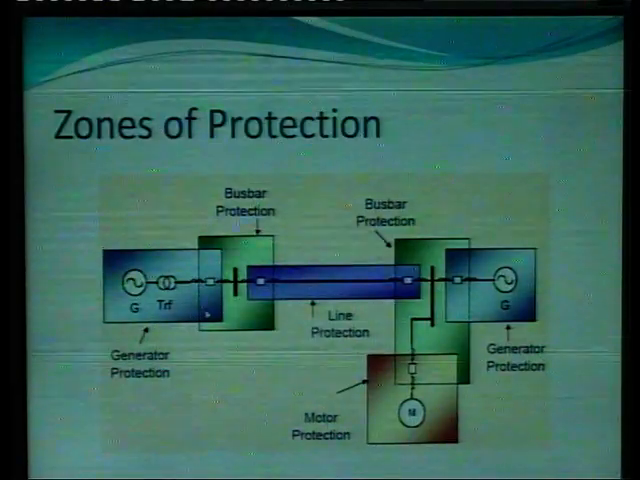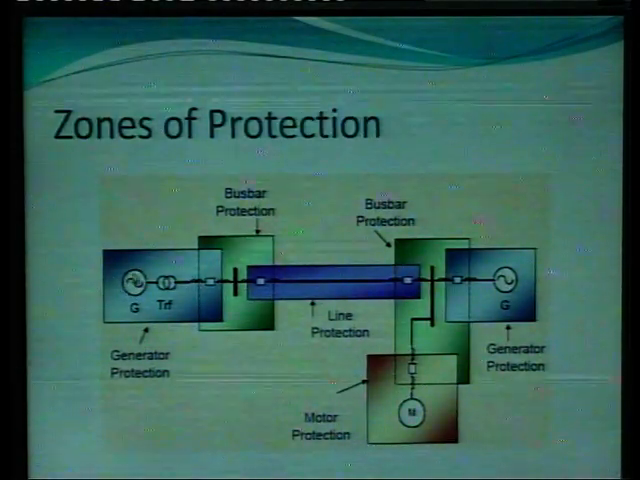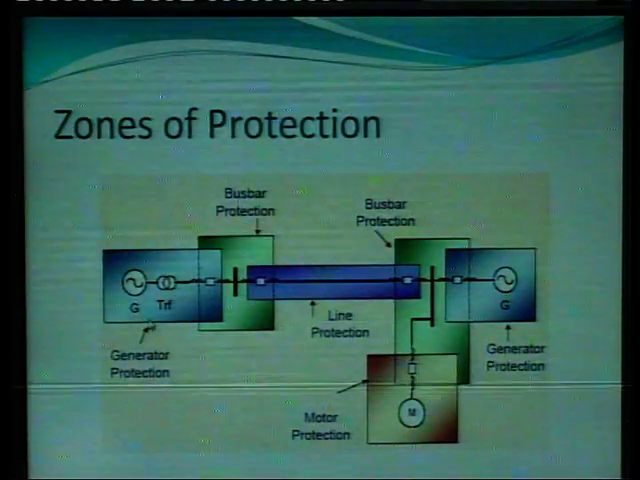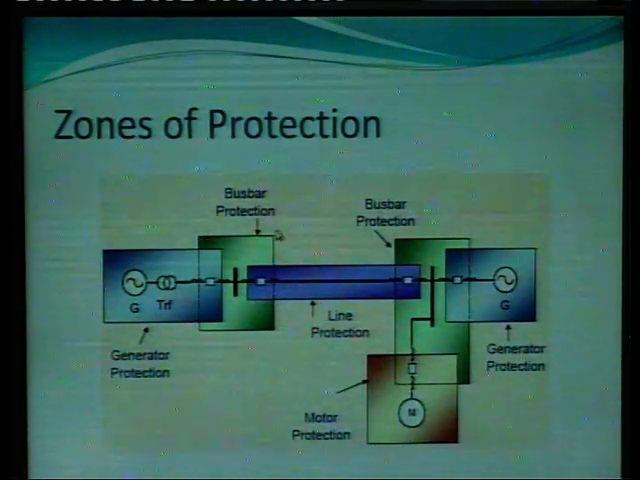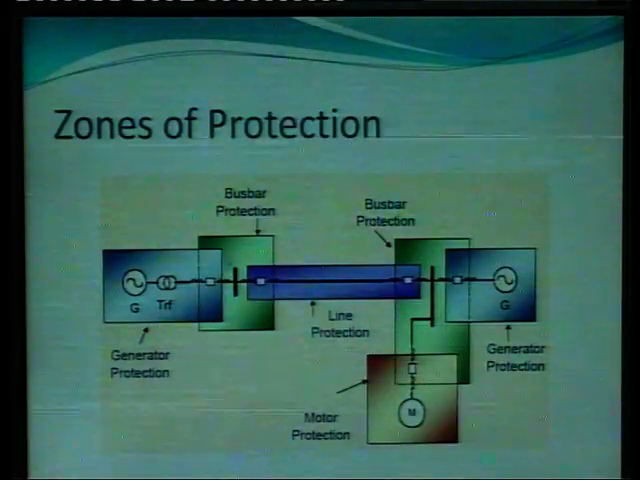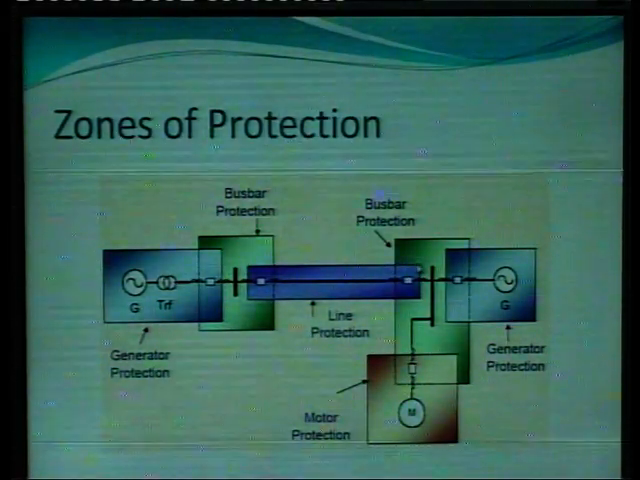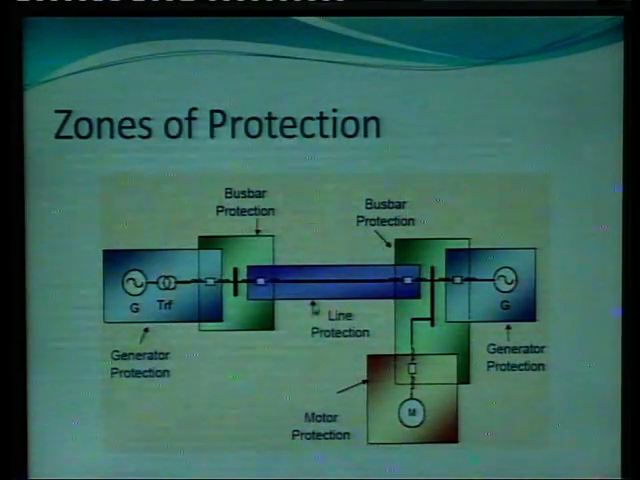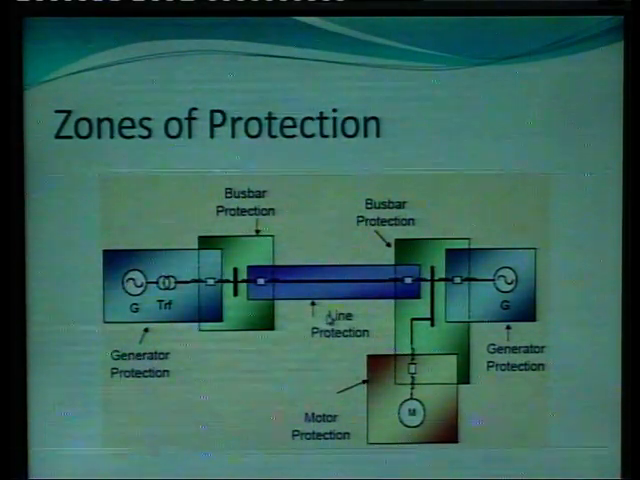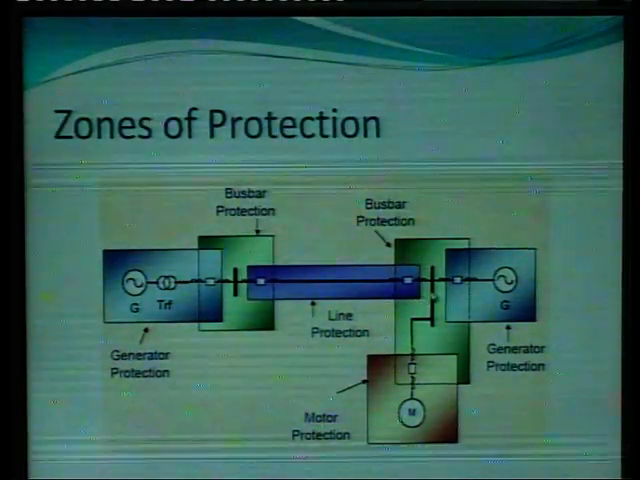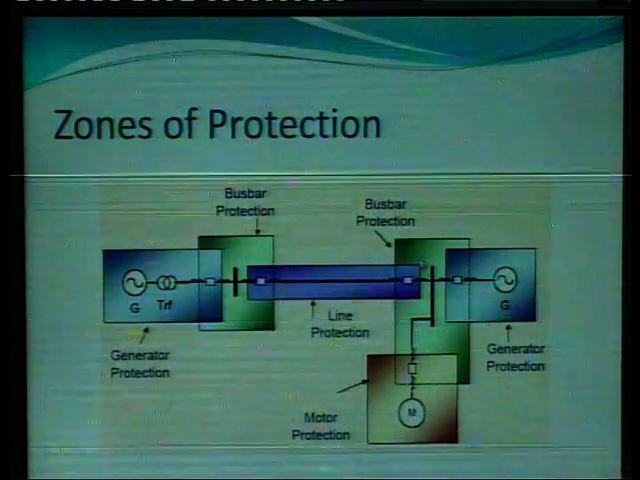Now this is where there is a generator. This protection scheme is generator protection. The second is protection necessary for the bus bar. So this is a bus bar protection. The next is a transmission line, so we have named here line protection, that is a transmission line protection. Again there is a bus bar, so this is a bus bar protection.